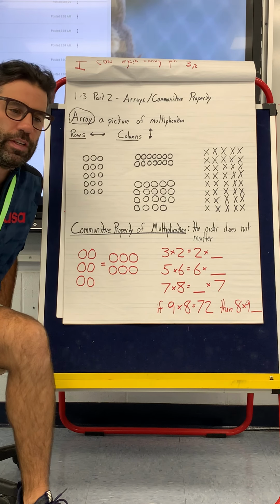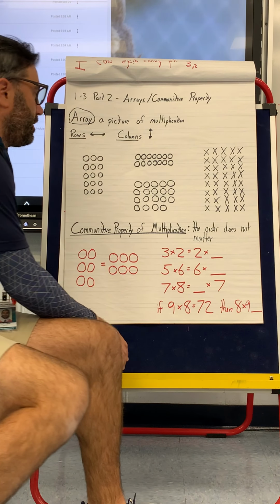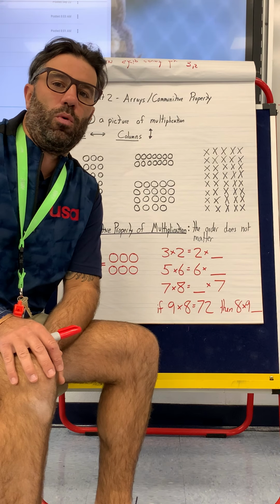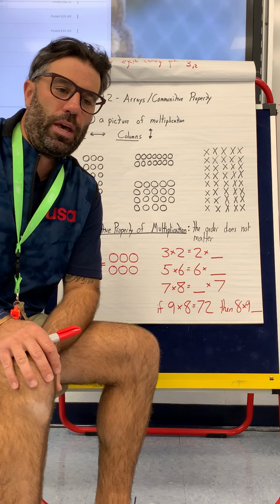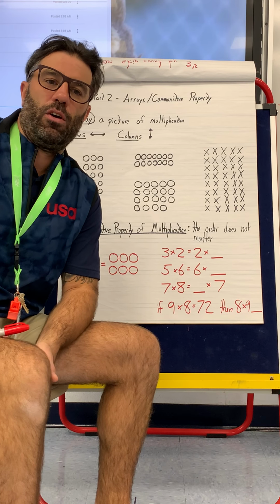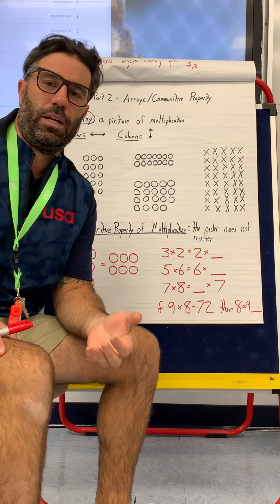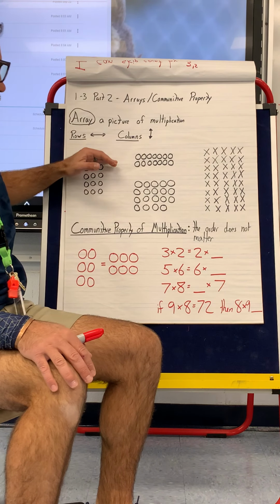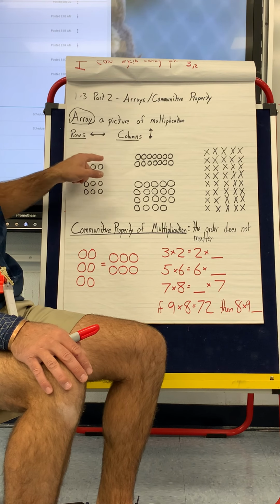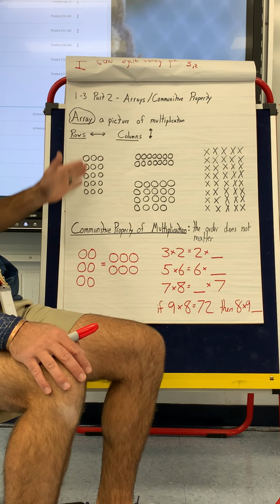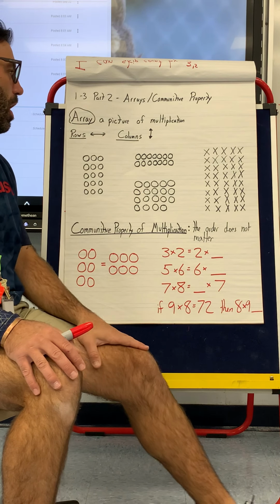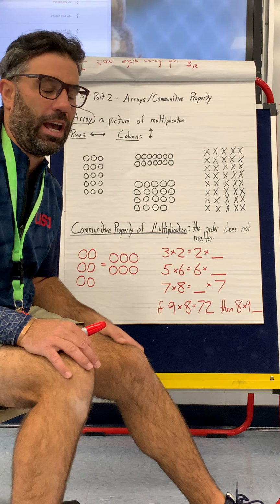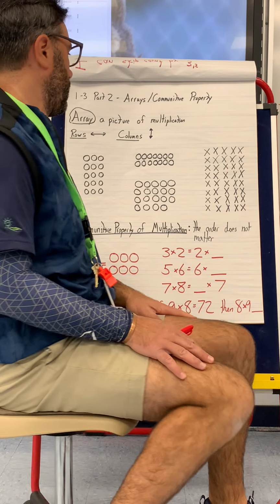We're just going to be revisiting what we did yesterday. Today we will again be revisiting arrays, and we're going to be learning a little bit more about the commutative property, okay? So as we said yesterday, an array is a picture of multiplication. It's a picture of equal groups in rows going across and columns going down. And it represents a multiplication or a division problem. For now, we're just going to focus on the multiplication, okay?